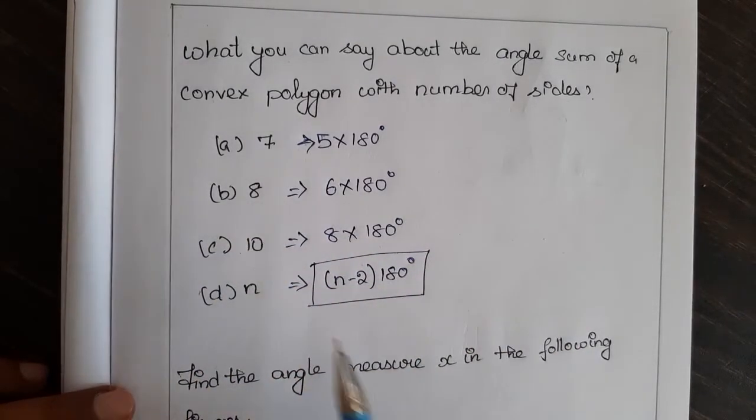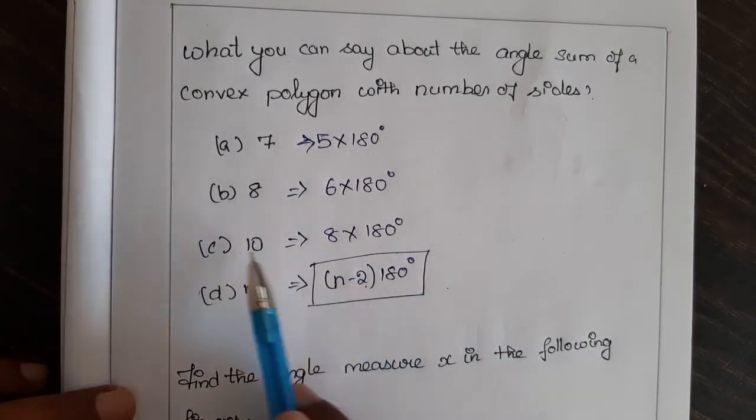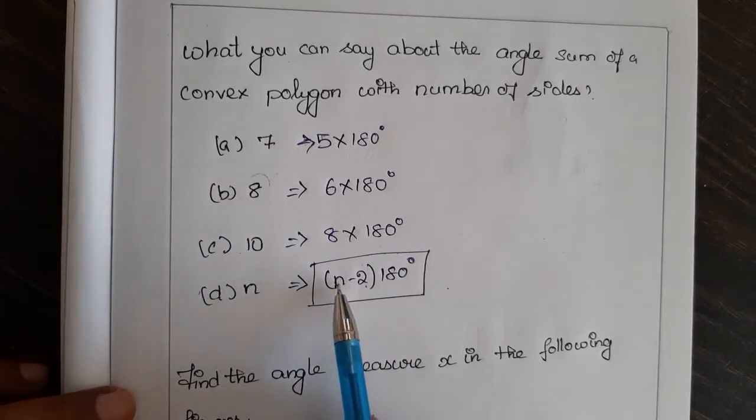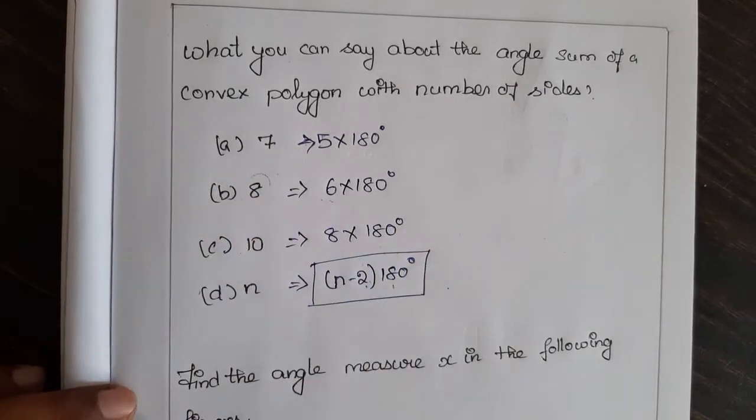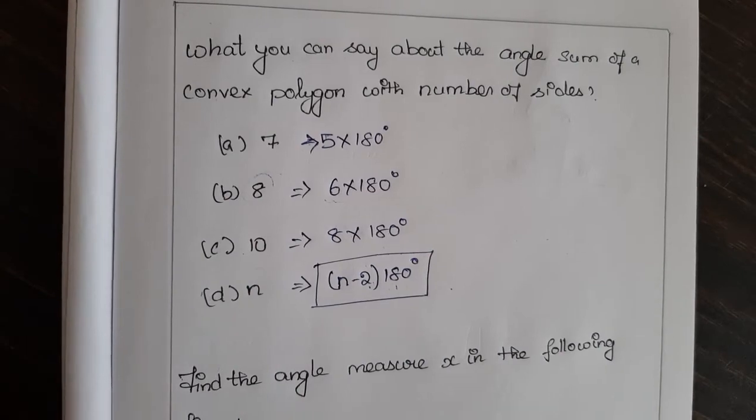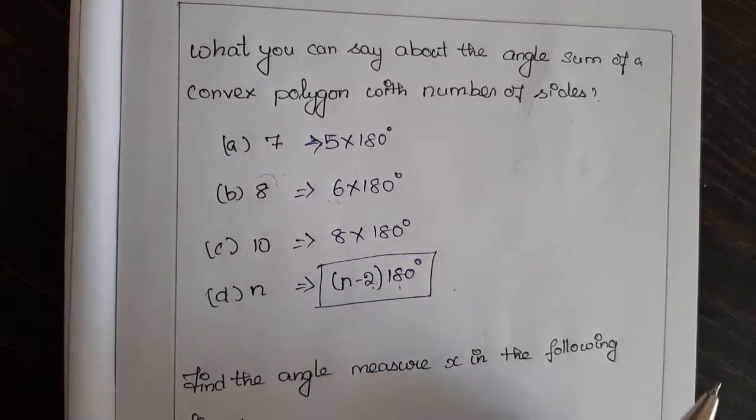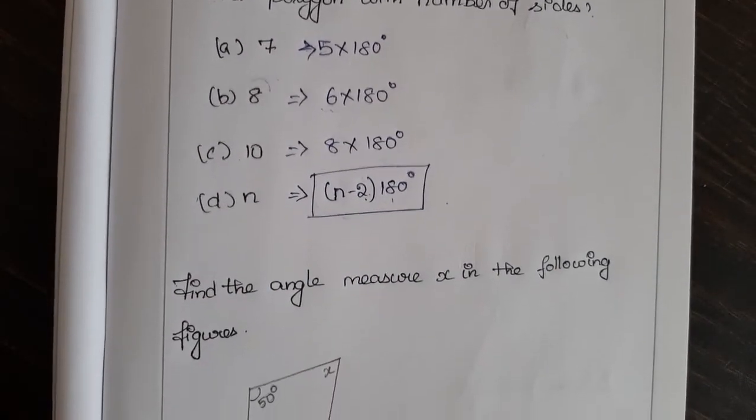This we can apply. If it is a 3-sided figure, 3 minus 2 is 1, 1 into 180. If it is an 8-sided figure, you can apply here. n is 8, 8 minus 2 is 6, 6 into 180. Well, that is what we got here. Clear? So with the help of this, we are going to solve the following problems.